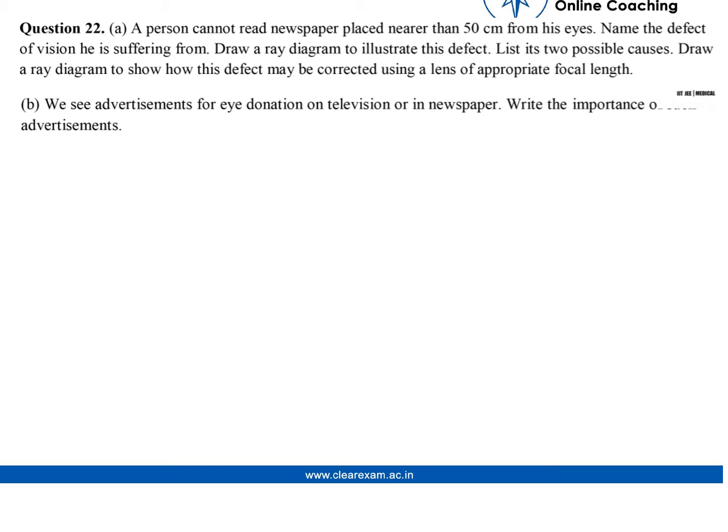Question number 22. A part. A person cannot read a newspaper placed nearer than 50 centimeters from his eyes. Name the defect of vision he is suffering from. Draw a ray diagram to illustrate this defect. List its two possible causes. Draw a ray diagram to show how this defect may be corrected using a lens of appropriate focal length.